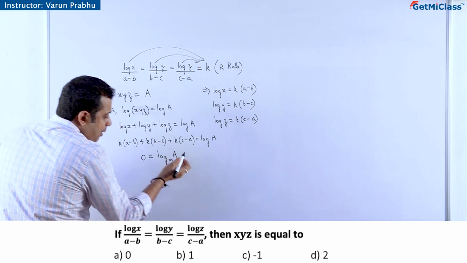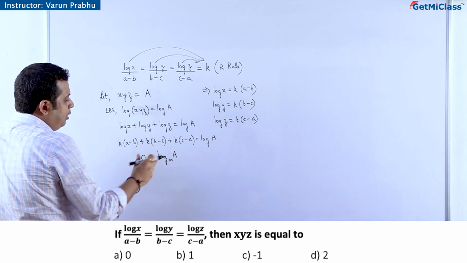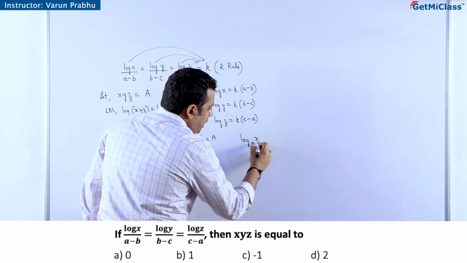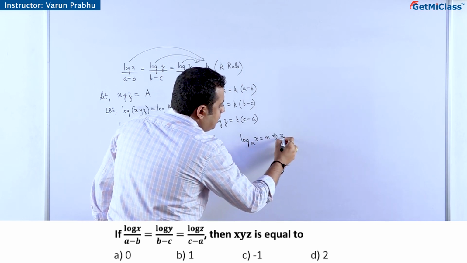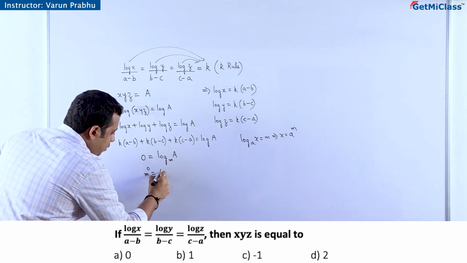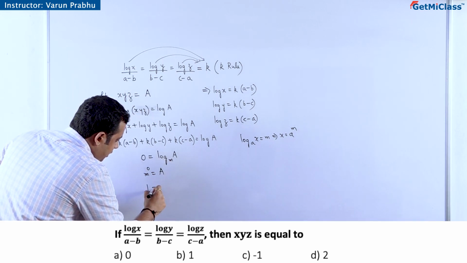Let me say base m. We are not sure which base it is. Let it be base m. So we know the rule of anti-logarithm. Log x base A is equal to m implies x is equal to a to the power m. So your answer will be m to the power 0 is equal to a. That 1, that is equal to a.